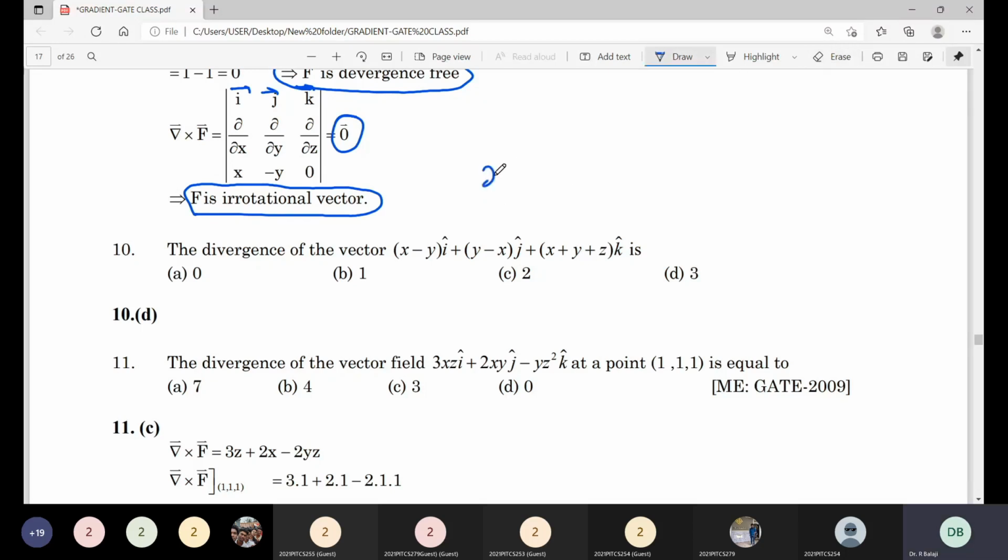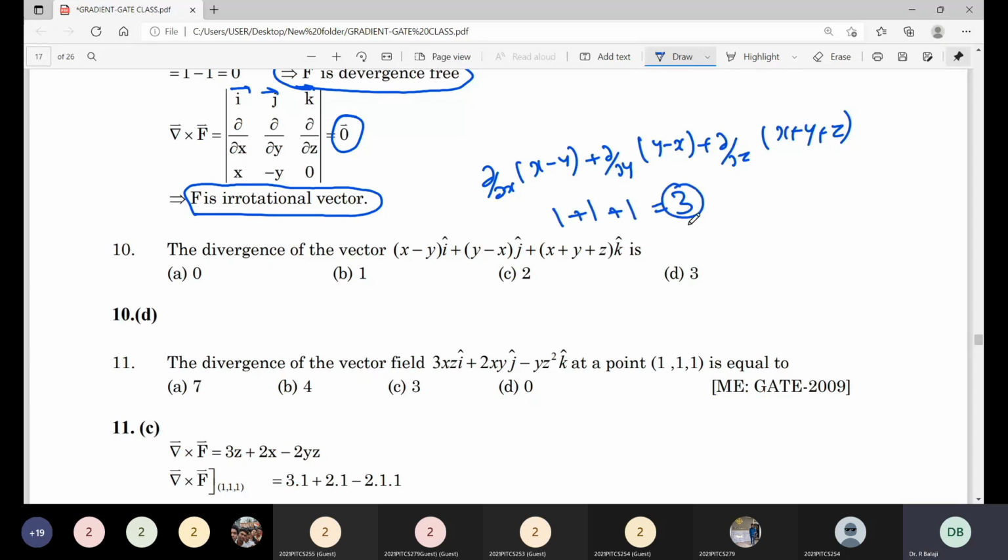We will check dou by dou x of x minus y plus dou by dou y of y minus x plus dou by dou z of x plus y plus z. Now, 1 plus 1 plus 1, so the answer is 3. So option D is the correct answer.